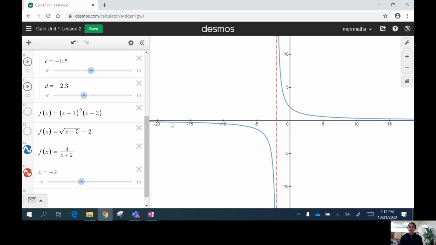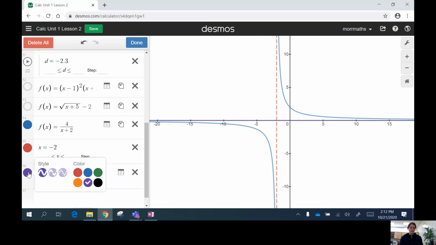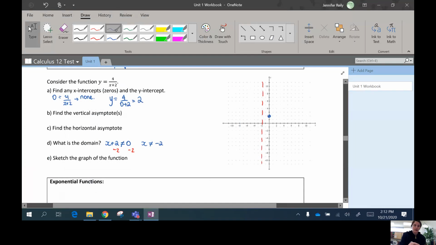We also have a horizontal asymptote, because look at the left side and the right side of this graph. The graph is approaching the x-axis but never crosses it. So y equals 0 is also an asymptote. I'll make it red and dotted too. So the graph approaches there. This graph has a vertical and a horizontal asymptote. We're going to sketch it here. We don't have to be accurate, we just want you to get the idea and the shape.